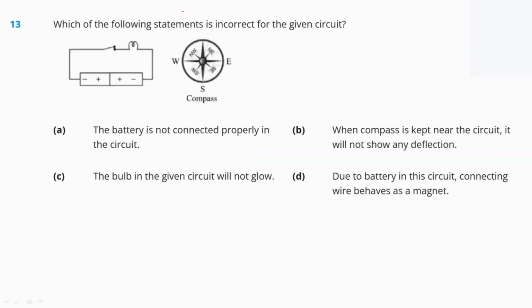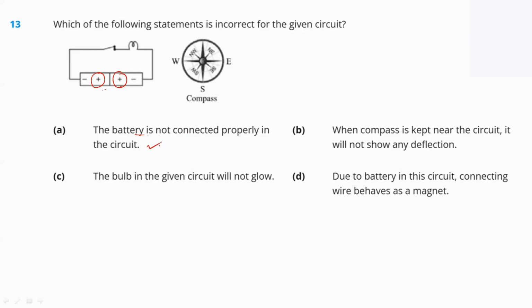Next, which of the following statements is incorrect in the given circuit? So you have a circuit here. If you notice carefully, the batteries are not placed properly. Both the positive terminals are facing each other. So this is the incorrect arrangement. Therefore, this circuit will not work at all. So we have to find the incorrect statement regarding the circuit. The battery is not connected properly in the circuit.